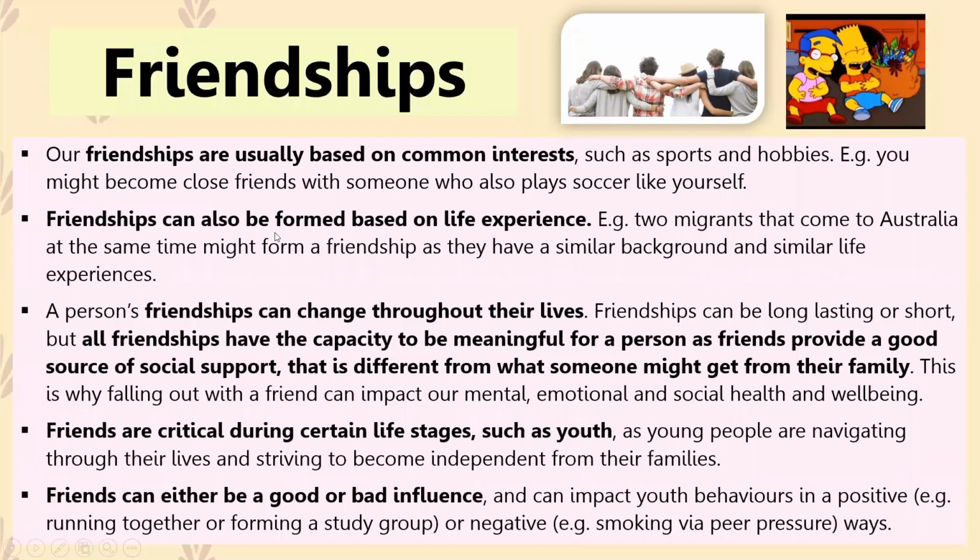Friendships can also usually be formed based on your life experience. So for example, if you look at your parents, or even if I look at my parents, a lot of the people that they're friends with, you might realize are people they've known forever. And you've known their kids from when they were really young, and their kids know you, and it's kind of like family friends as well. So when we're talking about similar backgrounds, two migrants that might have come to Australia at the same time might form a friendship because they've got a similar background, or similar life experiences. So that can be also one factor that influences friendships.